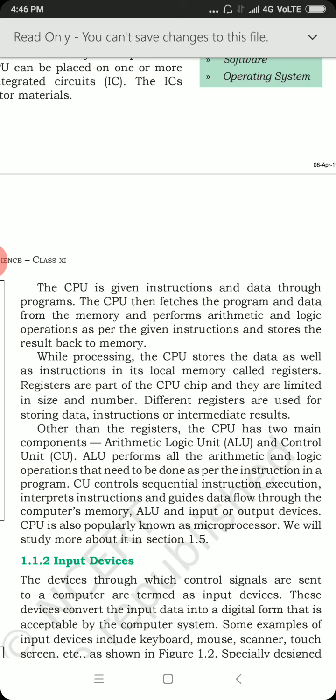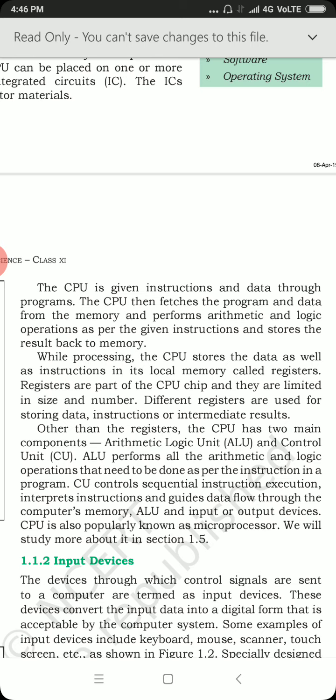While processing, the CPU stores the data as well as instructions in its local memory called registers. Registers are part of the CPU chip and they are limited in size and number. Different registers are used for storing data, instructions, or intermediate results.